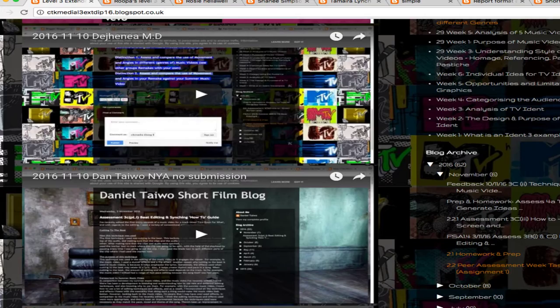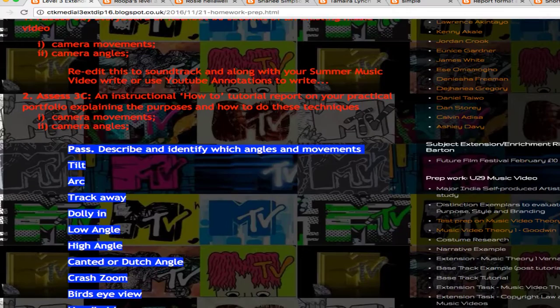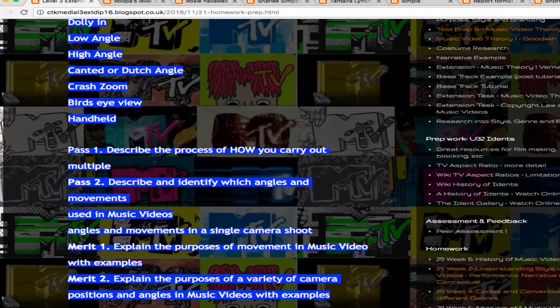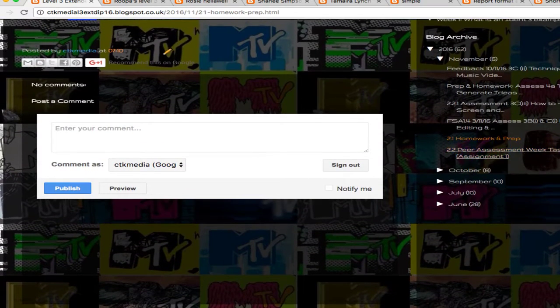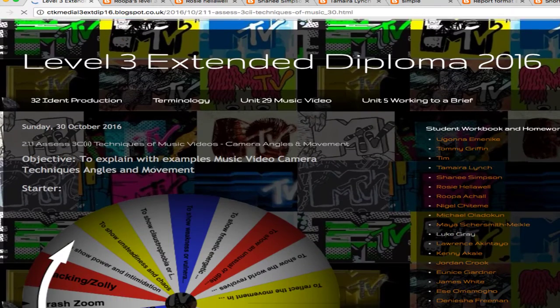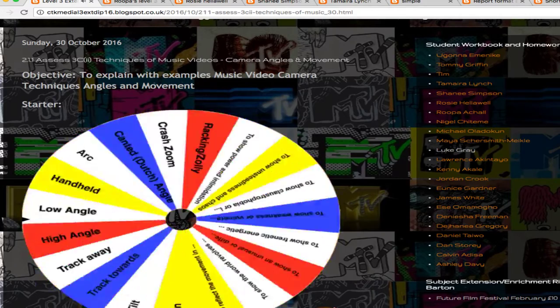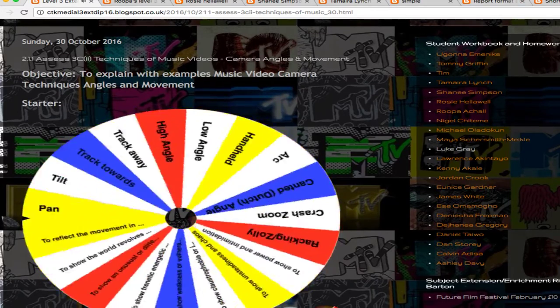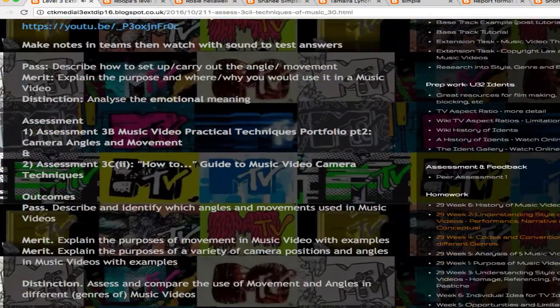If you have a look here, we've got homework and prep work, and this breaks down for you the pass criteria, which is here, then the merit and the distinction criteria is at the bottom. The lesson that we did on this was under 2.1, which was the end of October, where we talked about techniques in music videos, and we had this wheel here. What I did was I put some of the merit level answers, like to show power and intimidation, the kind of the explanation and purposes. So your job is obviously to link them up and to think about how that relates to the examples that you're picking.